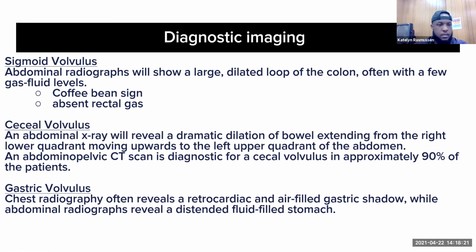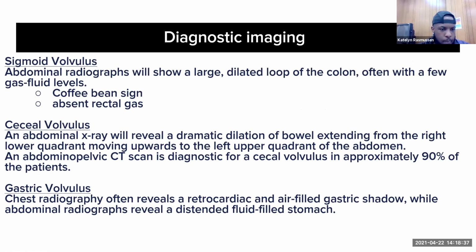Sigmoid volvulus. Abdominal radiographs will show a large dilated loop of the colon, often with a few gas fluid levels, which will form a coffee bean sign, with gas absent in the rectum.